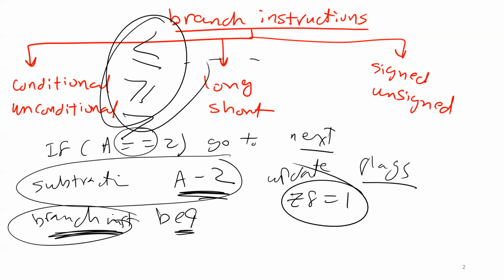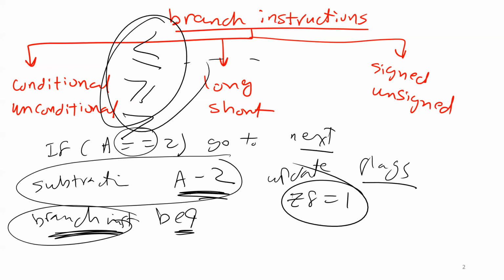Number 1, you have to do subtraction. I'm doing subtraction not because I'm interested in the difference. No, I'm not interested in the difference. I'm doing subtraction to update the flags. Because based on the values of the flags, I did subtraction to do a comparison. Based on the value of the flags, I can know if this number is equal or not, if this number is greater, if this number is less.